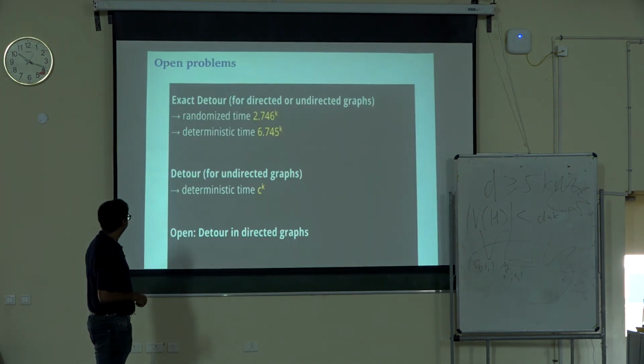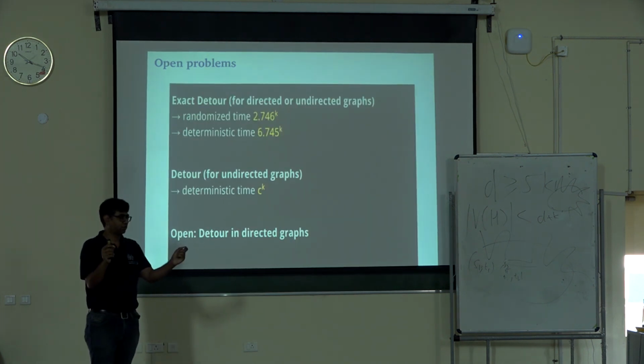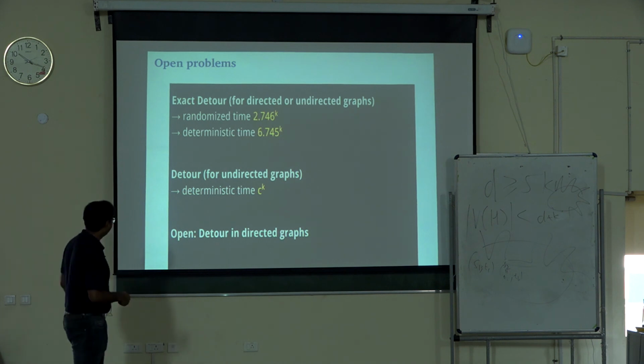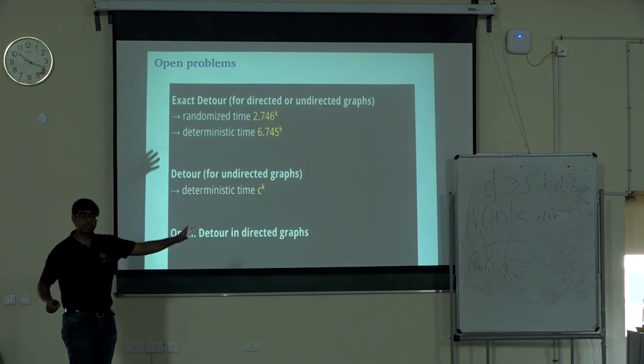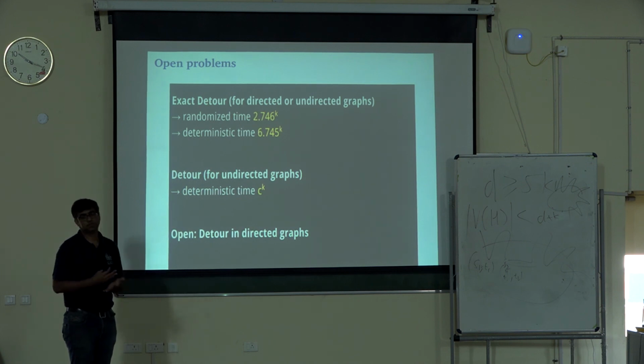And here's my last question. I was talking about the shortest path, plus k. What is open is this question for directed graphs. If I give you a directed graph and a pair of vertices S and T, and I ask you whether there is a path of length at least ST plus k in the directed graph, we do not know whether that is possible.